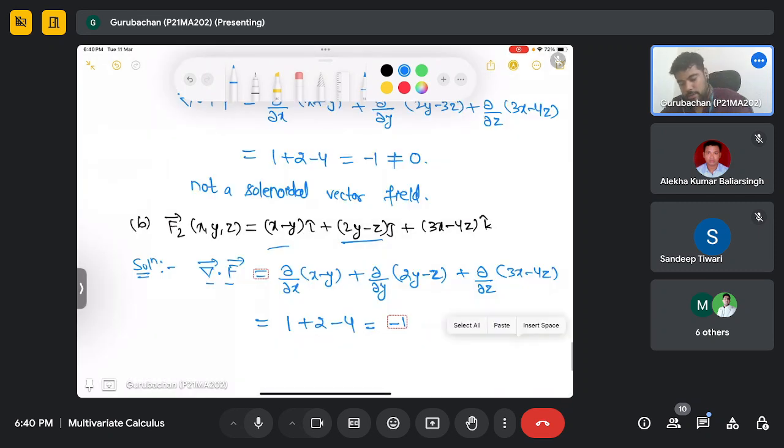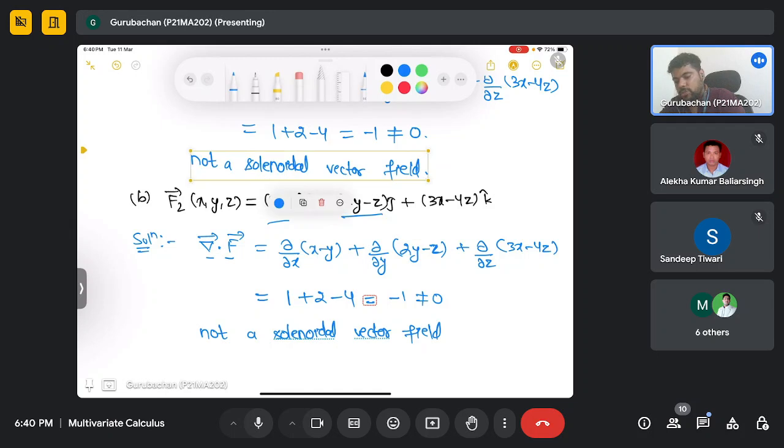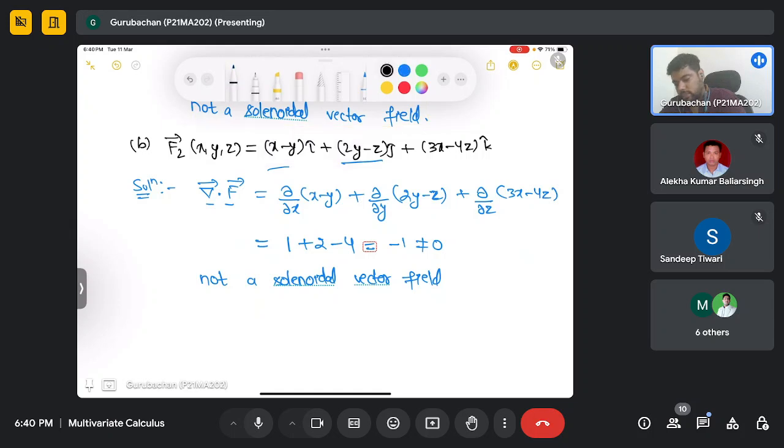Which is non-zero. So that means not a solenoidal vector field. So for these two parts, we get to know that these two are not solenoidal vector fields. Now what about the third one?